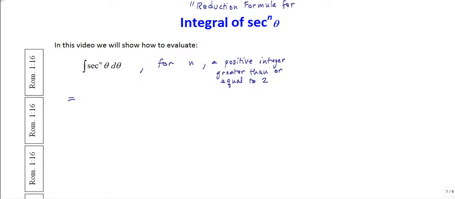for secant to the nth power. A way to go about getting a solution to this is to break down secant into secant to the n minus 2 power times secant squared d theta. And now you can see why I'm doing this.